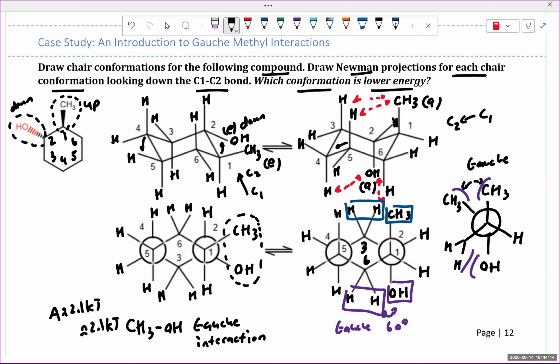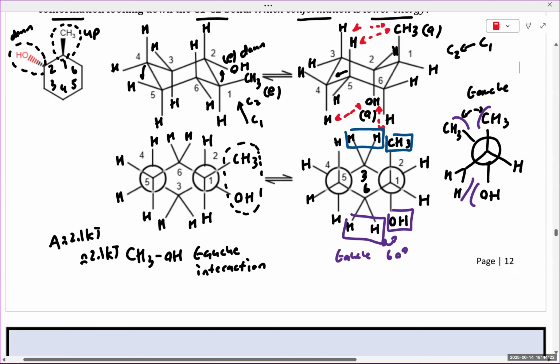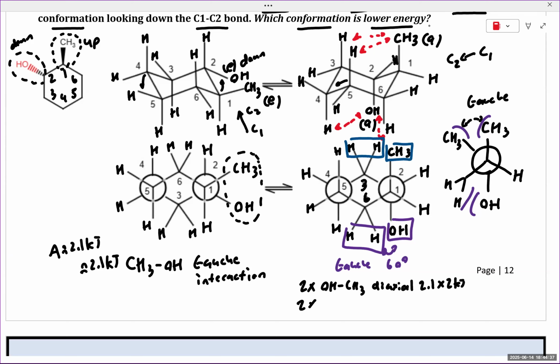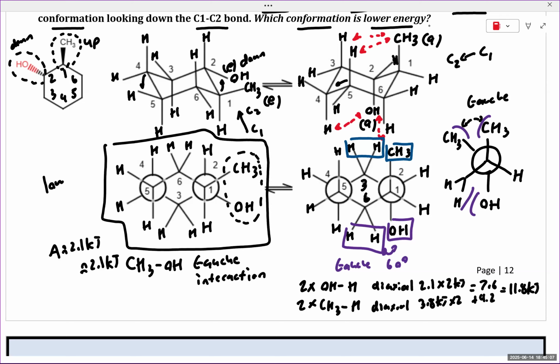So from this note, and to really drive this point home, let's calculate the total amount of strain in this right conformation. In this case, we have two OH methyl diaxial interactions, which is 2.1 times 2 kilojoules, and we have two methyl hydrogen diaxial interactions, which is 3.8 kilojoules times 2. In total, we have 7.6 plus 4.2, about 11.8 kilojoules. As we can see, 2.1 is far less than 11, so the conformation on the left is lower in energy.